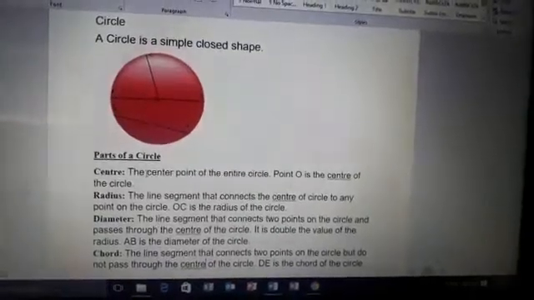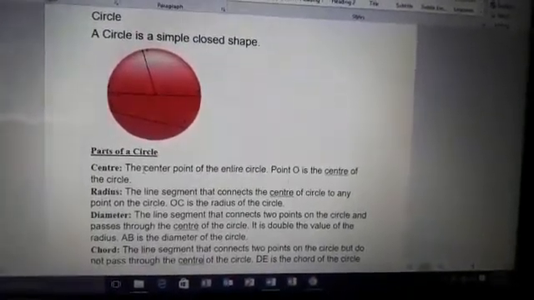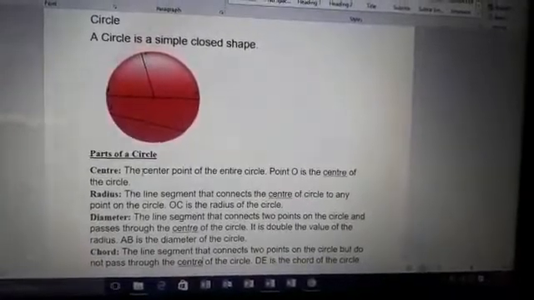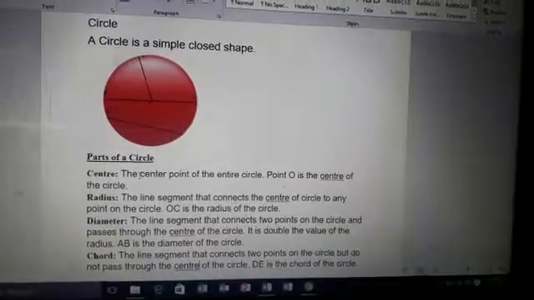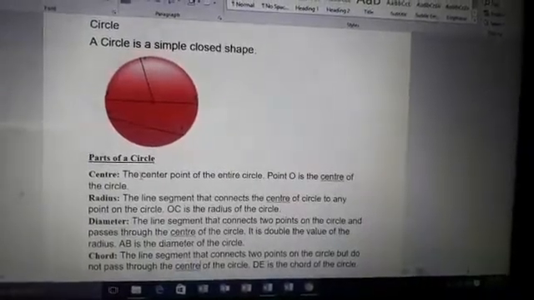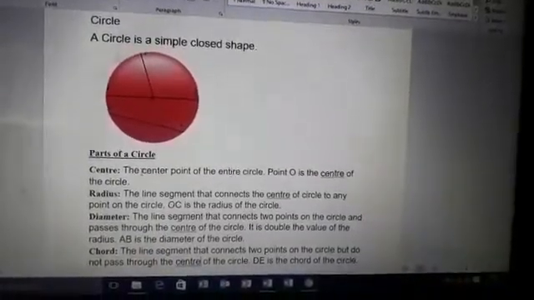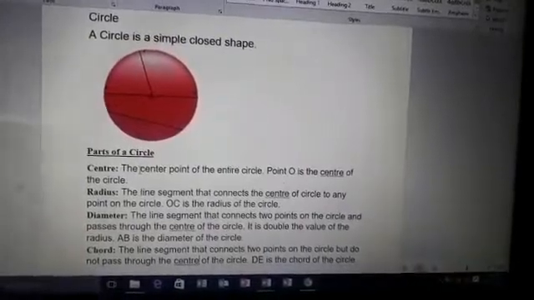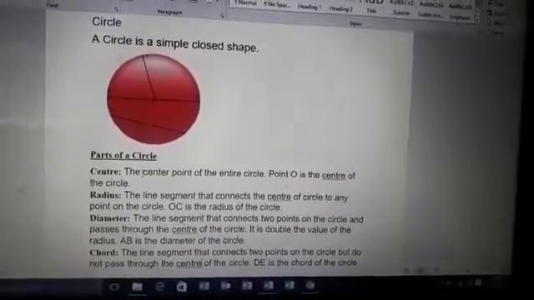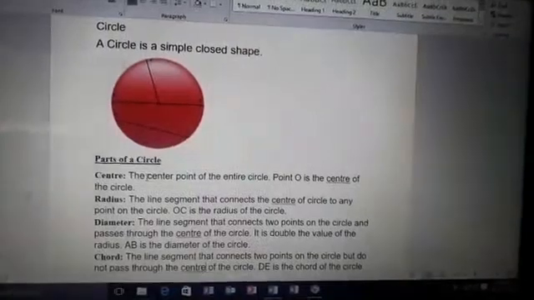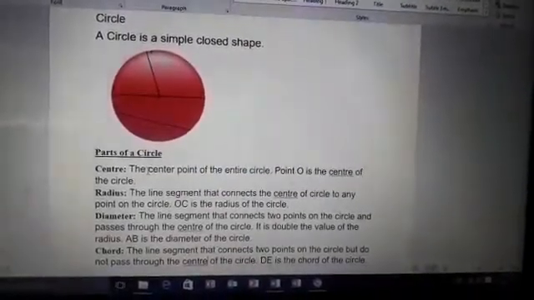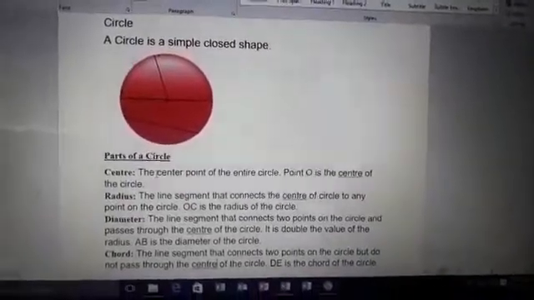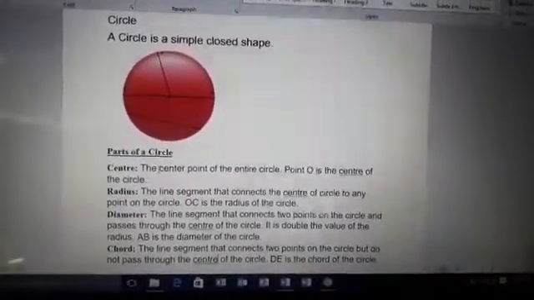Good morning, children. Here in this video, I will tell you about the figure circle. It is also one of the figures in the two-dimensional plane surface. In the next class, you are going to learn about the parts of the circle and also about finding the circumference and area of the circle, which is very important for you.